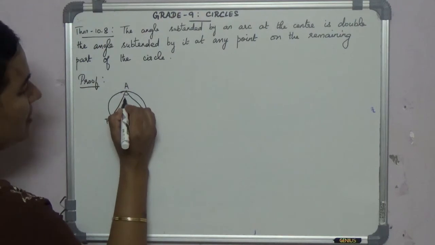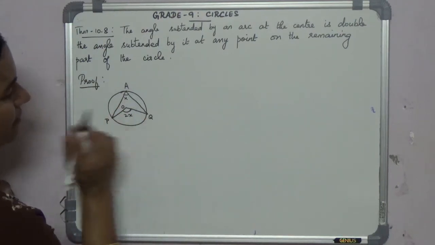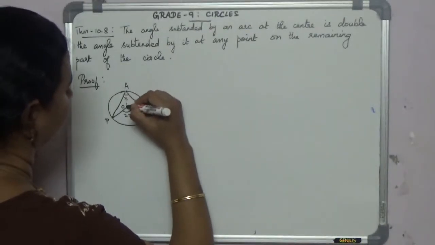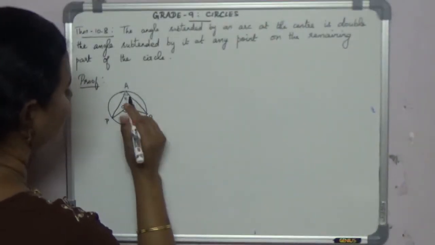So if this is x, this becomes 2x. Now let us construct a ray.